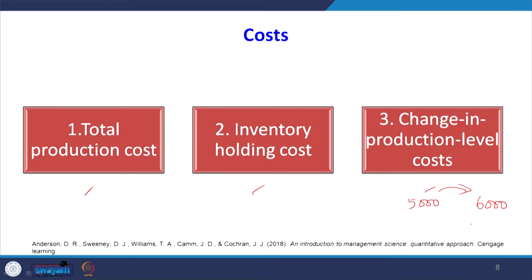It is not only increasing; sometimes it may be 4,000. Now we have to decrease my production level. That cost is also the change in production level cost.